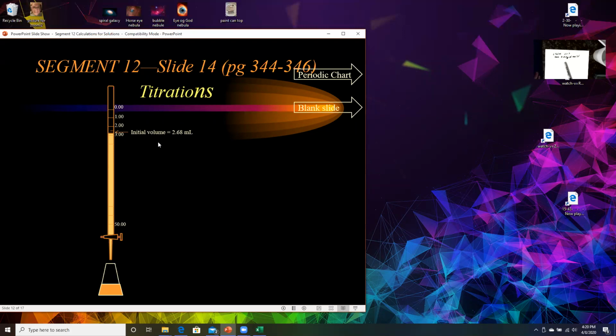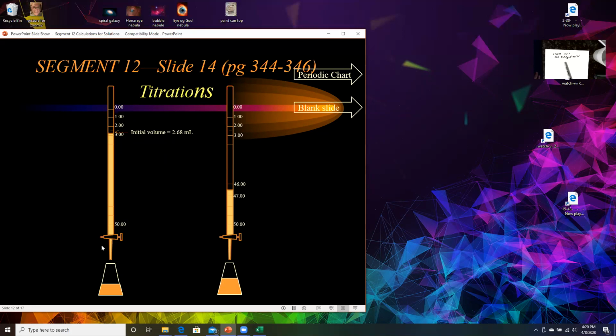And remember how to read a burette? You read it downward. See, there's 0, 1, 2, 3. That's the number of milliliters delivered. And then you look at where the meniscus is, and I'm saying that's reading 2.68 milliliters. It should have 2 decimal places.